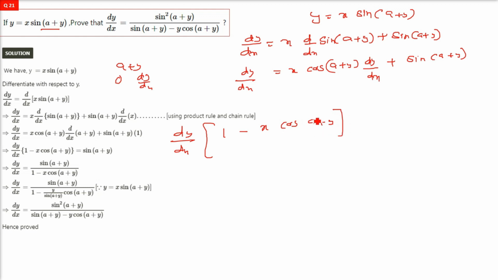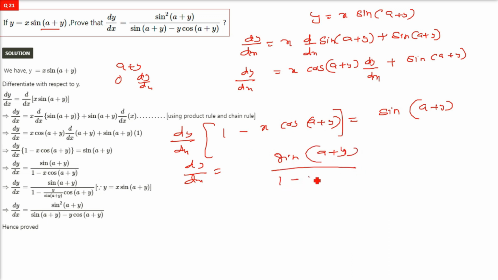And then on the right hand side, we are getting sine(a+y). Now sine(a+y) is on the right hand side, and whatever you get in the left hand side, bring it down. So dy/dx is sine(a+y) divided by 1 minus x cos(a+y). So now you will think that this is the answer.